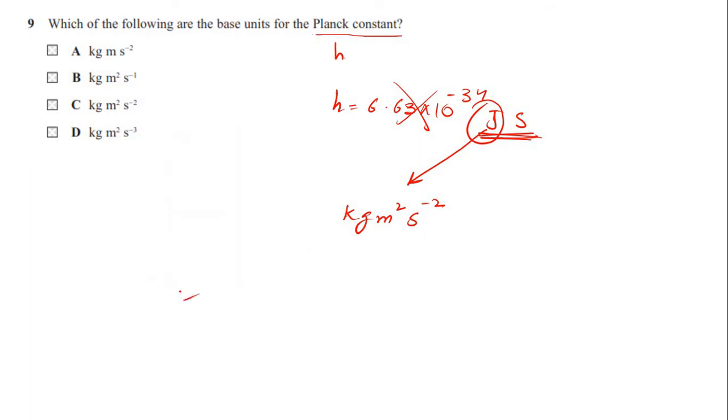Work is equal to force into distance, so newton into meter and so on. And you have another second here. So this is joule second, and when you simplify second minus 2 and second plus 1, you get kg meter square s minus 1. And if you see, kg meter square s minus 1, the option is B.